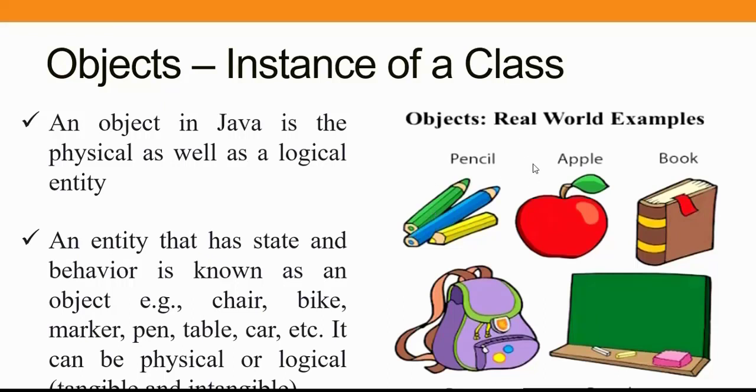So what is the state of this object pen? State is maybe blue, black, white. That's the state of the pen object. What is the behavior of this pen object? Writing. Behavior in the sense, what is it used for? That is a behavior, right? Usually we use a pen for writing, so for this pen object, the behavior is writing. The state can be blue or black or green, or you can even call the name of the brand. Let's say Reynolds is the name of the brand. That's a state. So this is an object in Java.